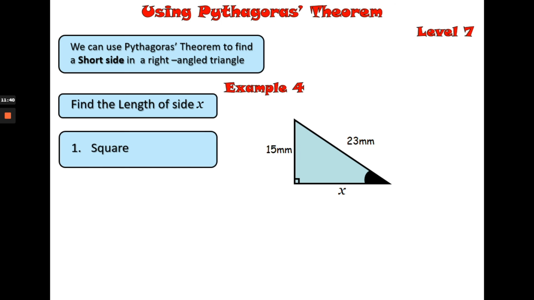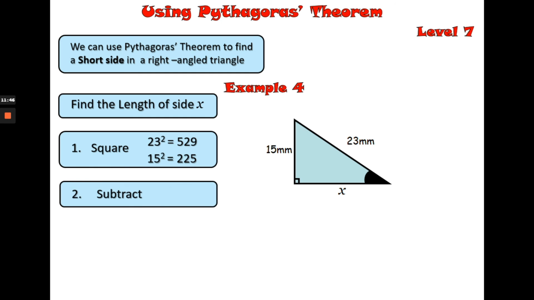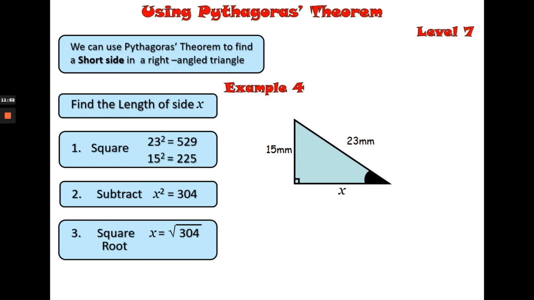Okay, so the first thing you do is square the numbers. 23 times itself, 15 times itself. You then subtract one from the other, which equals 304. You then do the square root of 304, which equals 17.4.